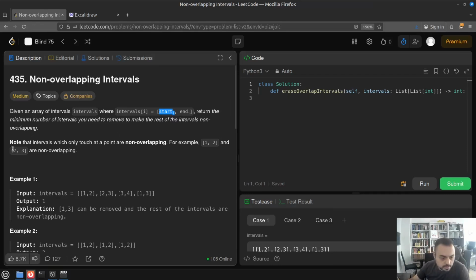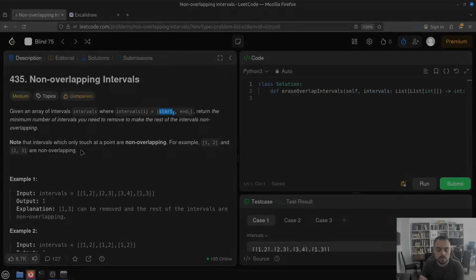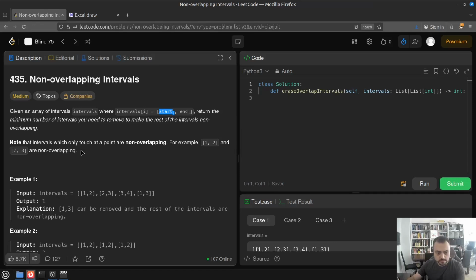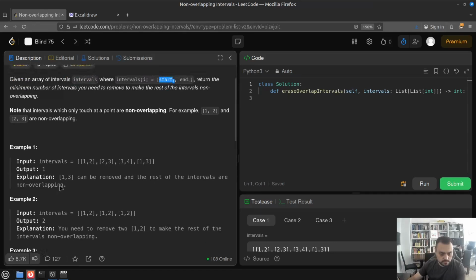There is a note at the bottom that intervals which only touch at a point are non-overlapping. For example, 1 and 2 and 2 and 3 are non-overlapping. Of course, we want to make them non-overlapping, so that kind of thing is okay, and we will have exactly the same intervals in the first example. So let's take a look.